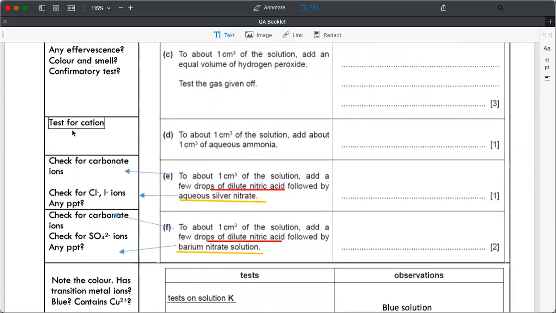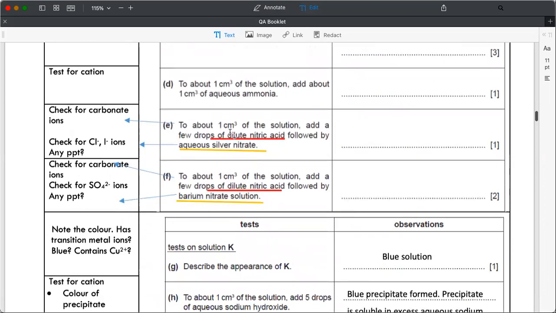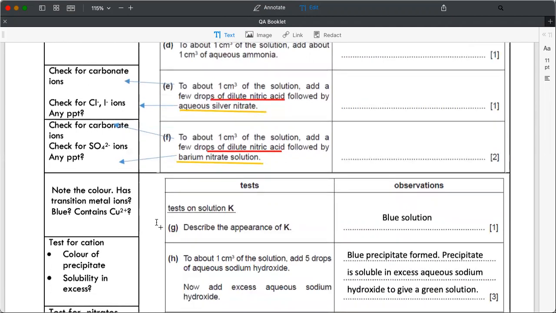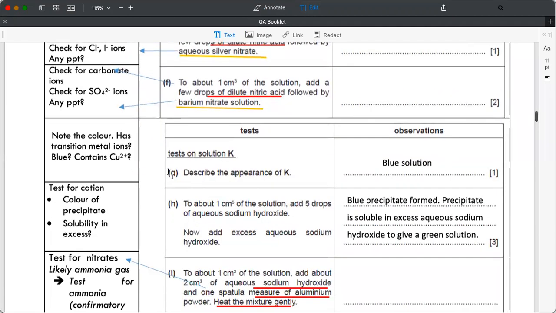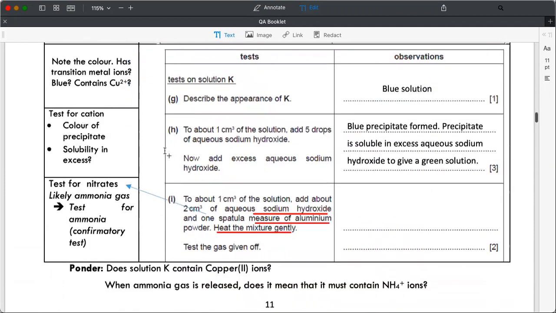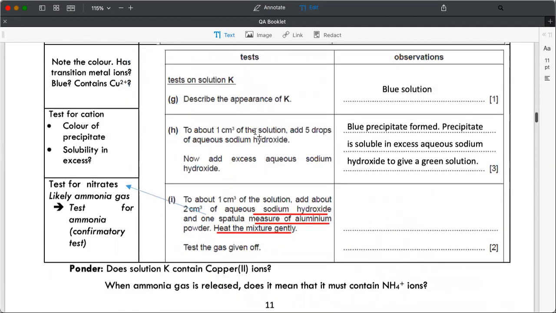Aqueous ammonia, think of test for cation. Dilute nitric acid, silver nitrate. Dilute nitric acid, one observation for carbonate, one observation for chloride, iodide: any precipitate, white precipitate or colored precipitate, or no precipitate. Same thing here. Then for K, it's a repeat. So you look at what they give you and you deduce what could be present.